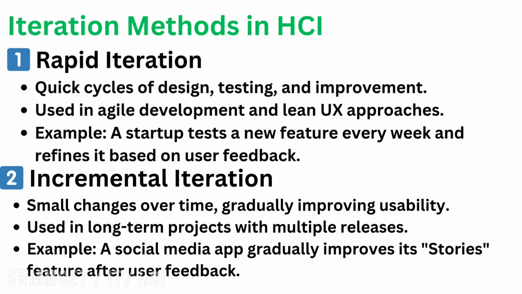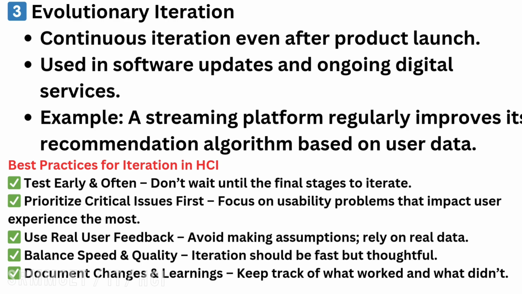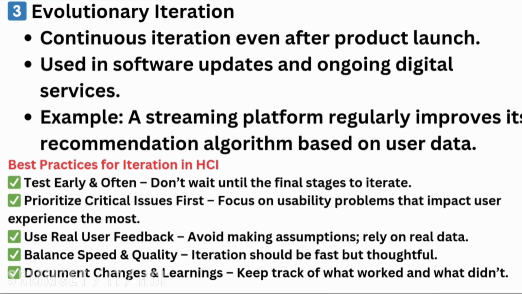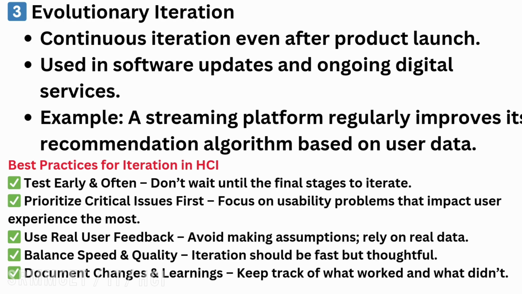So third step is evolutionary iteration. So the continuous iteration even after product launch. It is most probably used in software updations and ongoing digital services and all. For example, if we take a streaming platform, it regularly improves its recommendation algorithm based on the user data, like the OTTs, Sun NXT, these are all streaming platforms.